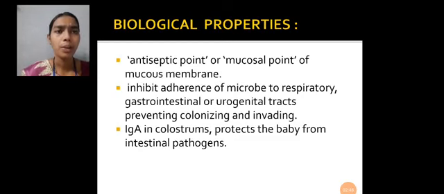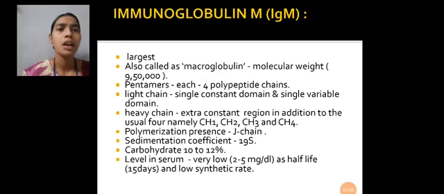The biological properties of this type of antibody is it is an antiseptic paint or mucosal defense of the mucous membrane. It inhibits adherence of microbe to respiratory, gastrointestinal or urogenital tracts, preventing colonizing and invading. It is present in colostrum and protects the baby from intestinal pathogens.